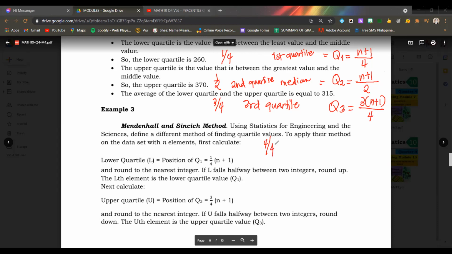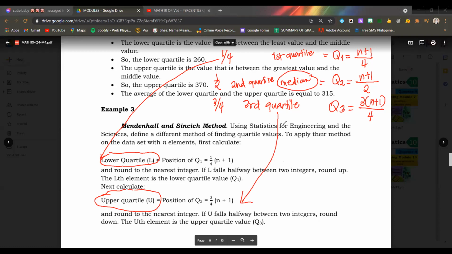Pero usually hindi natin sinusolve ang fourth quartile. It is first, second, and third quartile lang. Okay? Naintindihan po ba? Ang tawag natin sa first quartile, kung makikita nyo dito, ay lower quartile. And ang third quartile ay yung tinatawag natin na upper quartile. Yung second quartile, ang tawag natin sa kanya median.